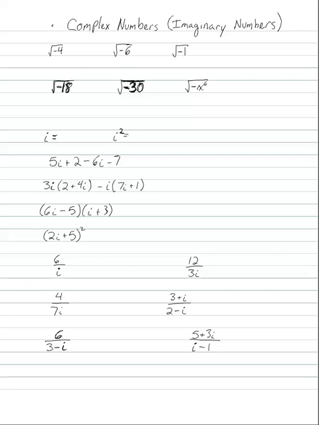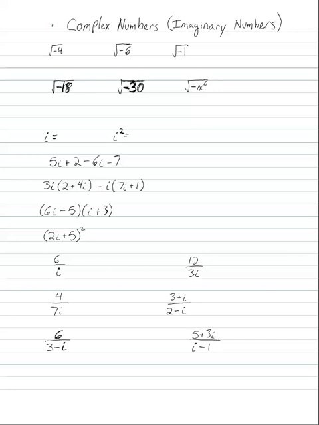Hey, so we're going to look at complex numbers, also known as imaginary numbers. Imaginary numbers come up specifically in the context of square roots. There are some things that we just cannot take the square root of. So we know now that square root is the opposite of something squared.